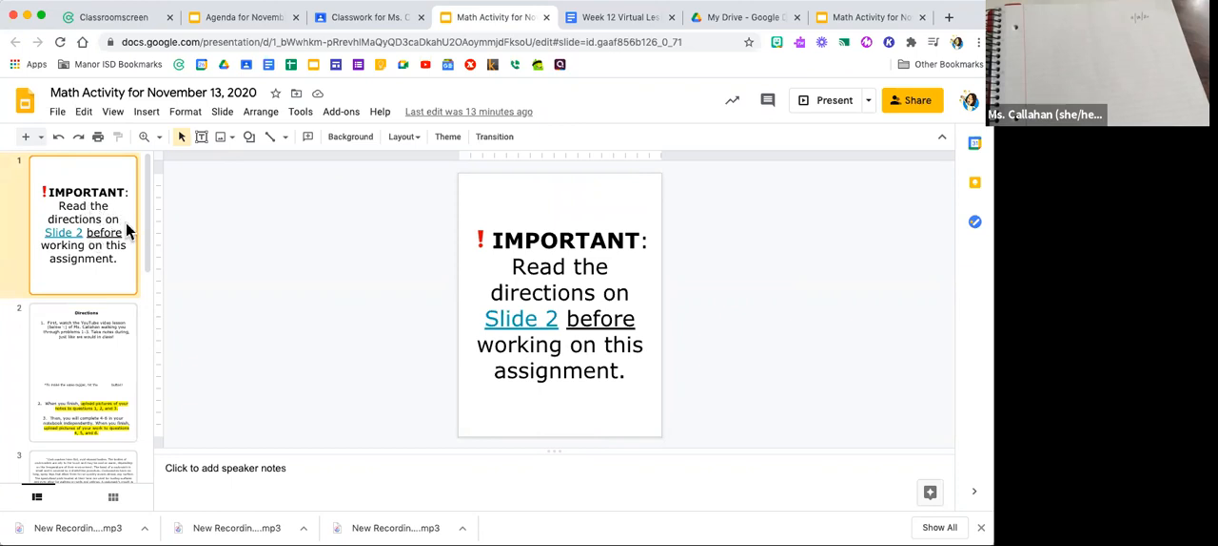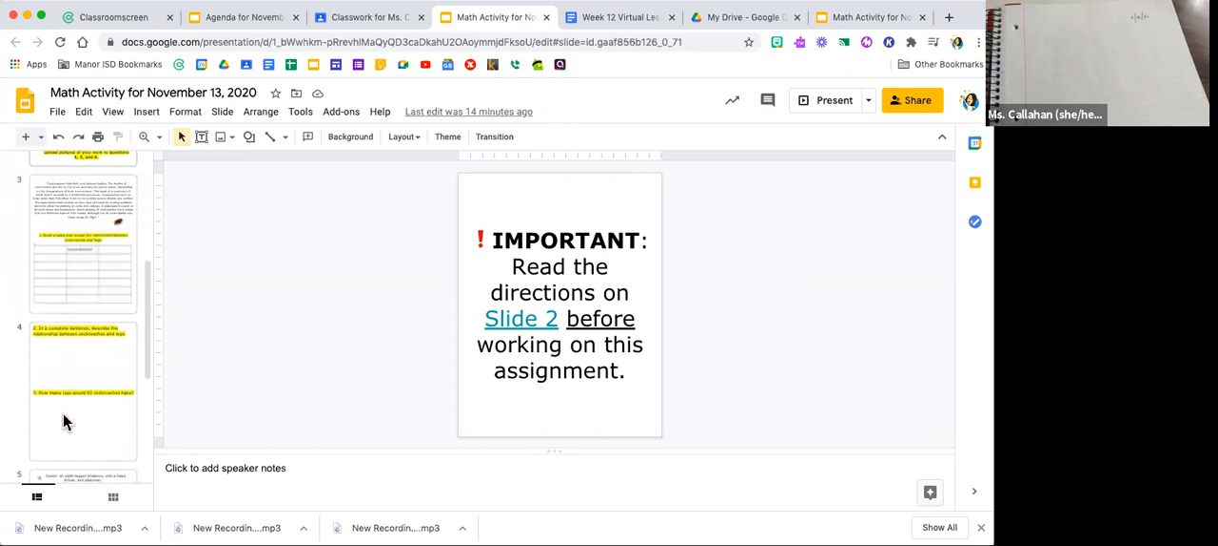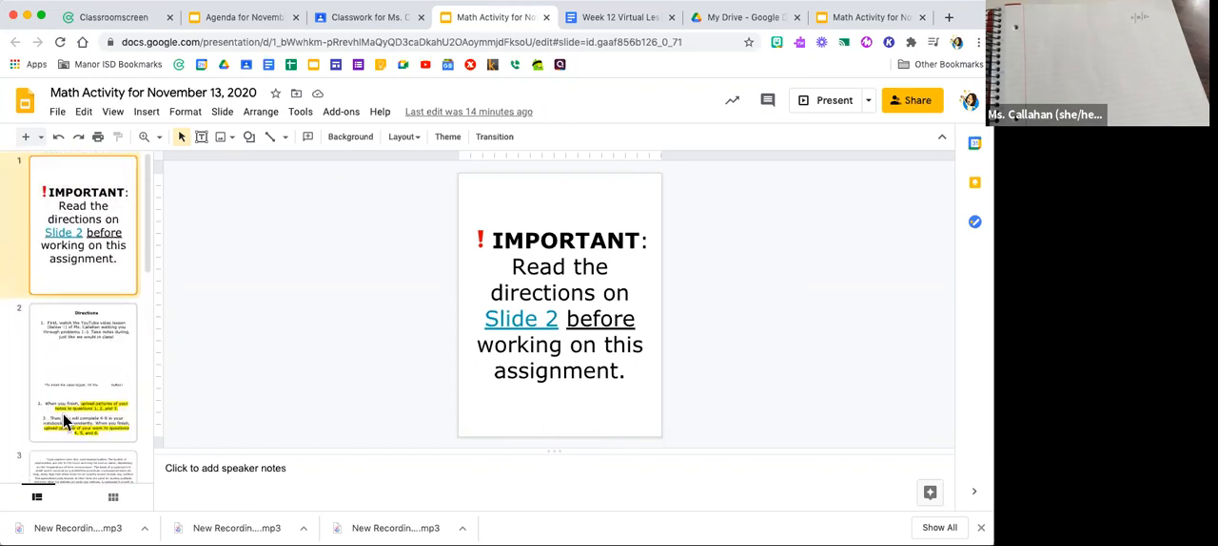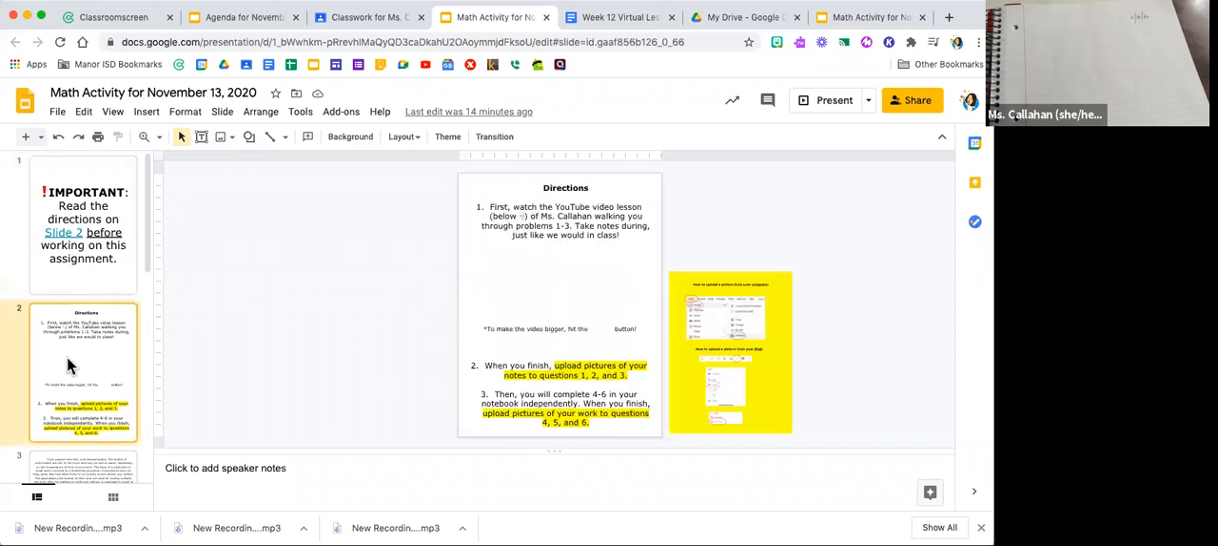So it says important, read the directions on slide 2 before working on this assignment. That is critical because you should be watching this video right now and taking notes with me so that you don't have to do questions 1, 2, and 3 all by yourself. I'm gonna model 1, 2, and 3. You guys are gonna copy down what I do. And then for 4, 5, and 6, you're gonna work independently. And those directions are right here.